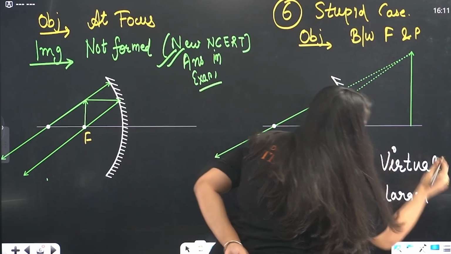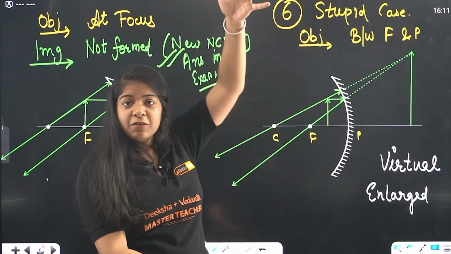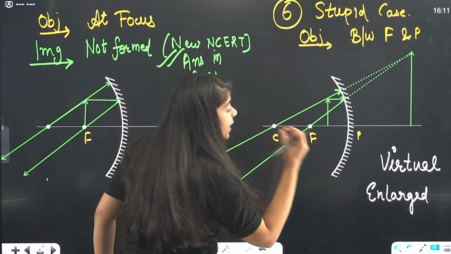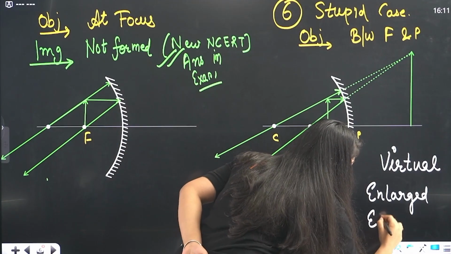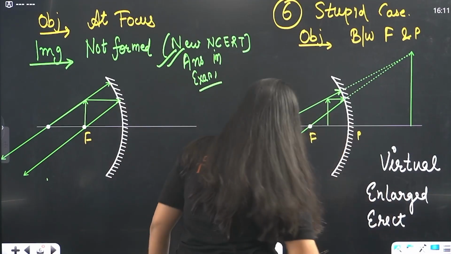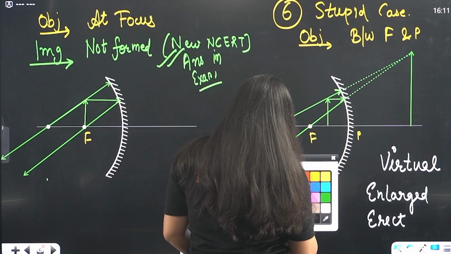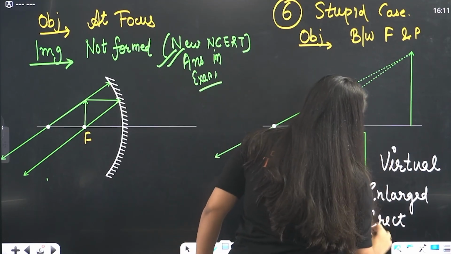And beta, can you see this is not inverted, this is not inverse, right? So this is an erect image. Erect image means it is not upside down. It is exactly as a person should be.